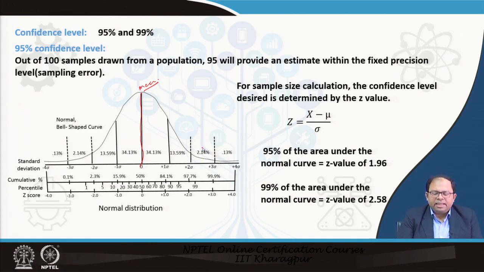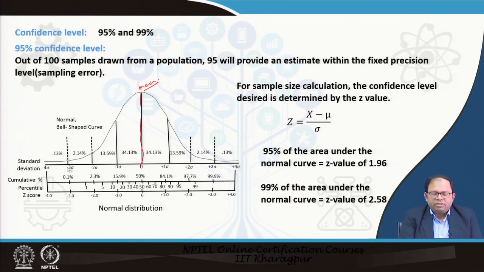We can say that within one standard deviation, there is around 34.13% on this side and 34.13% on this side. So around 68% of the data lies within one standard deviation. Similarly, within two standard deviations, it is around 68 plus another 27%, so that comes to around 95% of the data lying within two standard deviations.